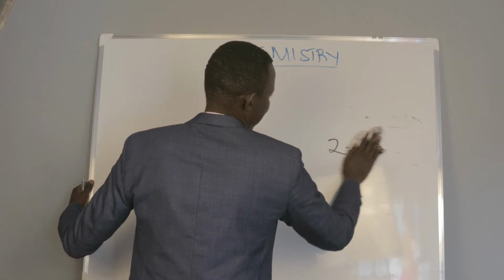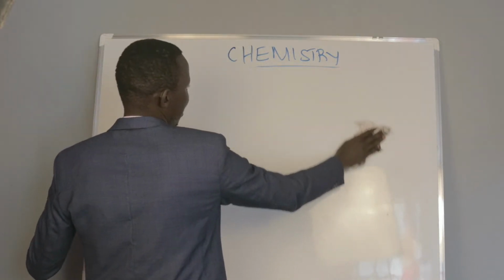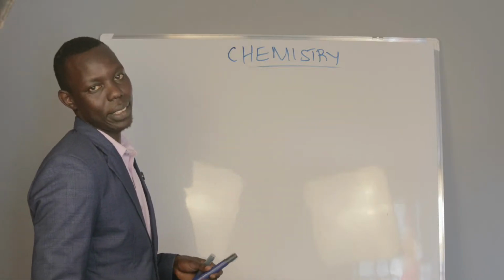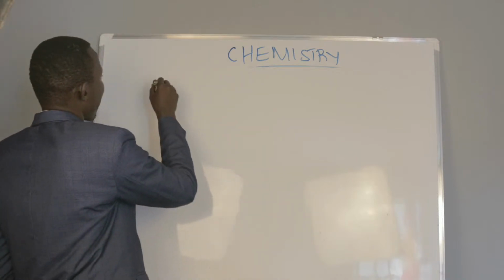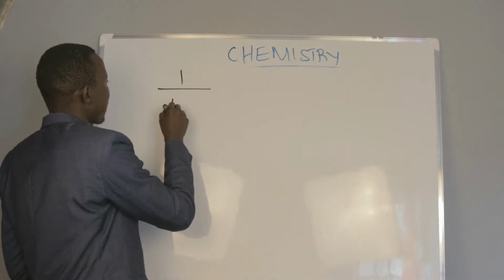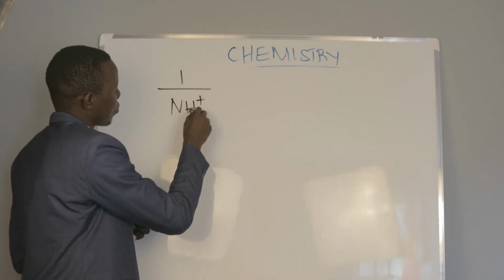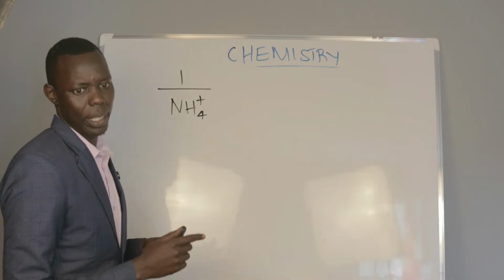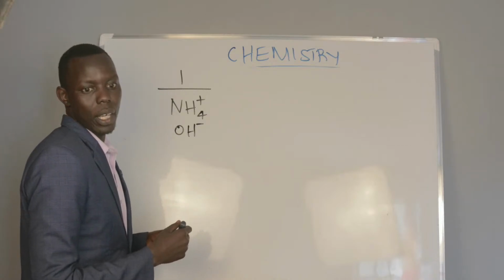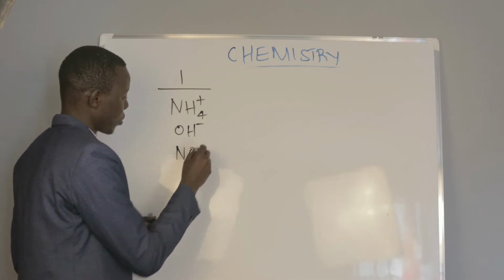Radicals have valencies, by the way. Nataka tuanze na radicals with a valency of 1, followed by radicals with a valency of 2, and followed with the radicals with a valency of 3. Are you ready? With a valency of 1, nataka niwape like 5 ama 4. Ammonium ion. We have hydroxide ion. We have nitrate ion. Sawa sawa.